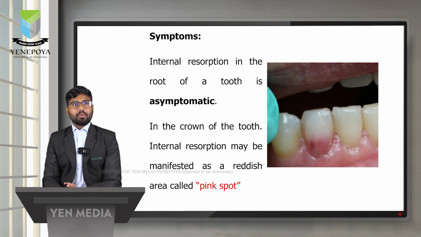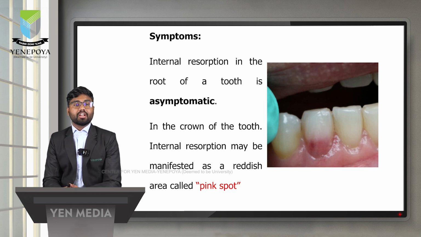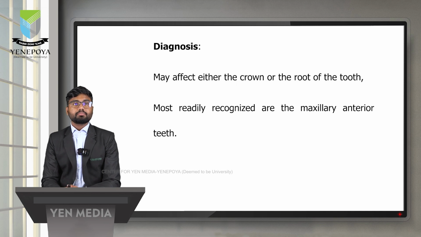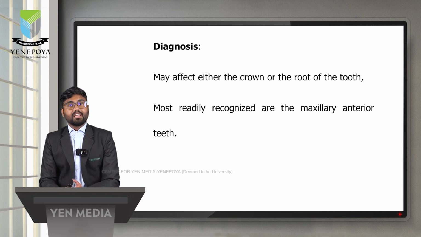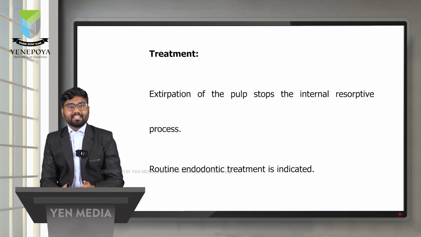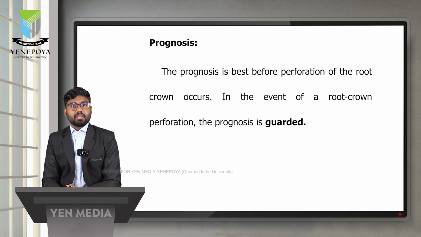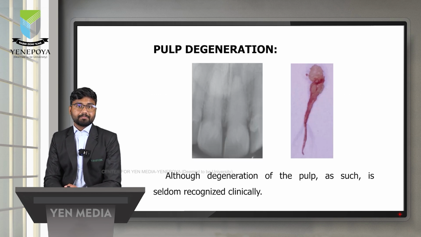Coming to the symptoms, internal resorption in the root of a tooth is often asymptomatic. Sometimes in the crown of the tooth, because of the internal resorption, a pink spot or a reddish area is manifested. Coming to the diagnosis, it may affect either the crown or the root of the tooth, and is most easily recognizable in the maxillary anterior. Coming to the treatment, proper extirpation of the pulp followed by routine endodontic treatment is always preferred. The prognosis is best before the perforation has happened. In case a perforation has already happened, the prognosis goes down to guarded.